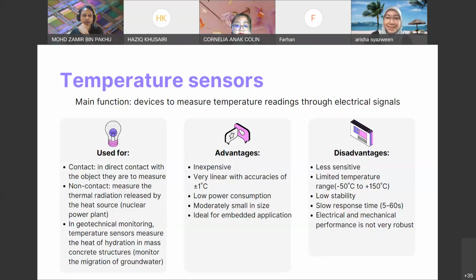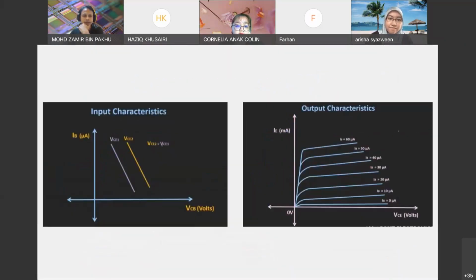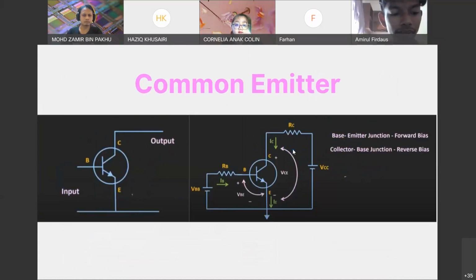Maybe Amirul, would you like to go to the page where you do the biasing of both junctions and explain why the emitter is forward biased then. I think the emitter is always forward biased with respect to the base, so it supplies majority charge carriers to the base, I think.